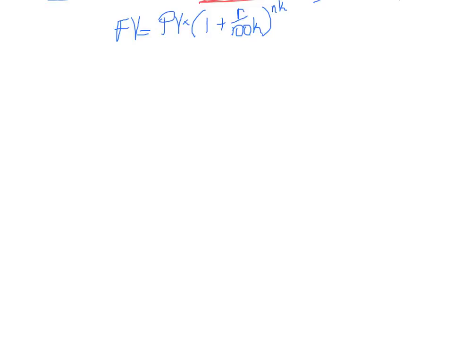The only thing that you need to know about depreciation is that the formula changes slightly. It is still FV equals PV times 1 plus, actually, that's where the change comes about. It's no longer plus. It's 1 minus R over 100K to the NK. So for depreciation, since the value is going down, the sign in the formula changes to a negative.